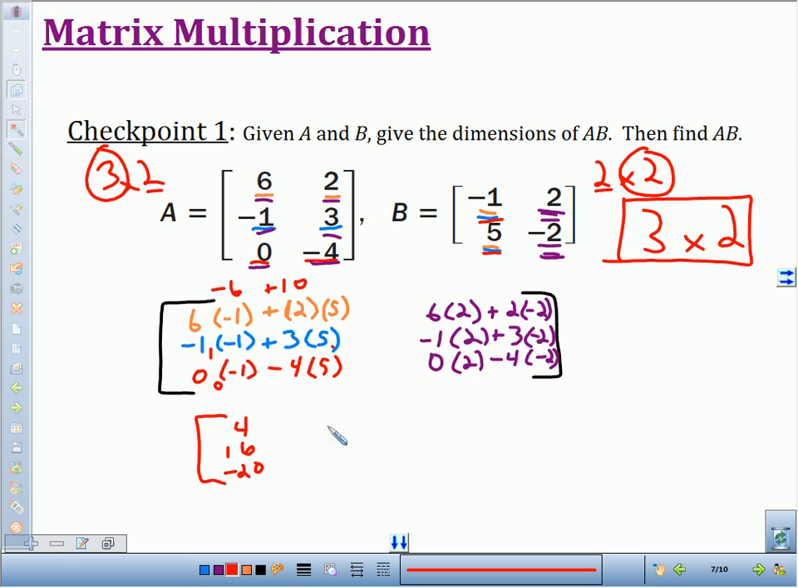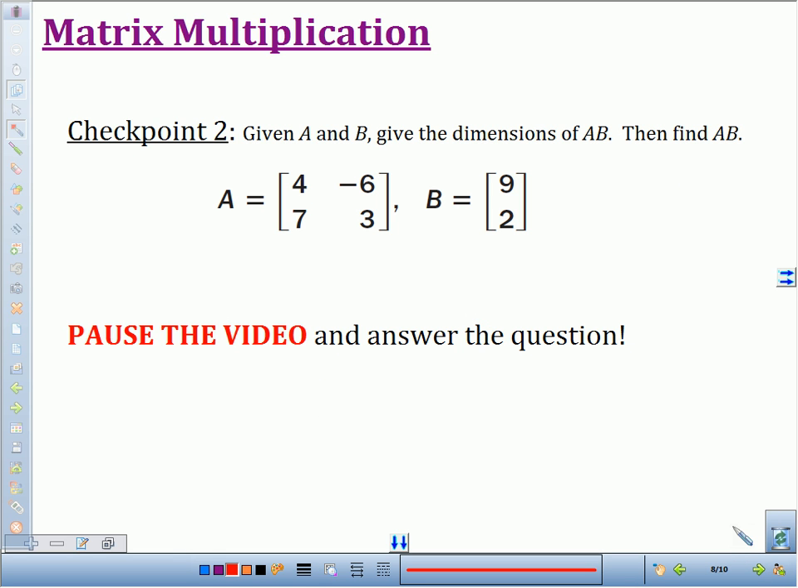Over on the other side, 6 times 2 is 12. Plus negative 4 is minus 4, so that's 8. Negative 1 times 2 is negative 2. 3 times negative 2 is negative 6. So that's negative 2 plus negative 6 is negative 8. 0 times 2 is 0. Negative 4 times negative 2 is positive 8. So 0 plus 8 is 8. That makes our matrix 4, 8, 16, negative 8, negative 20, 8. And you can see this is a 3 by 2 matrix.